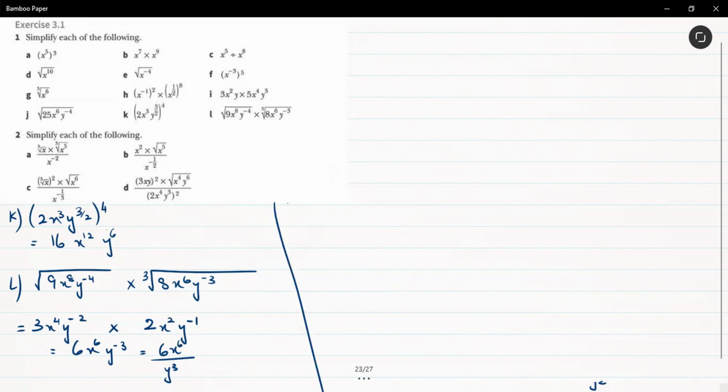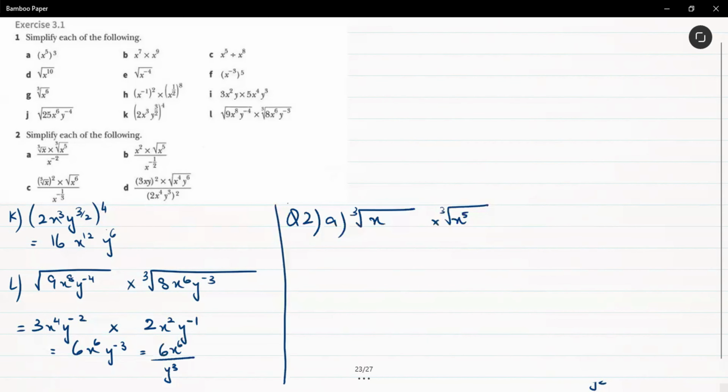Okay, that is it for question number 1. For question number 2, we are going to go for part A, which says the cube root of x multiplied by the cube root of x to the power 5, divided by x to the power negative 2. So what we get here is x to the power 1 over 3 plus x to the power 5 multiplied by 1 over 3.